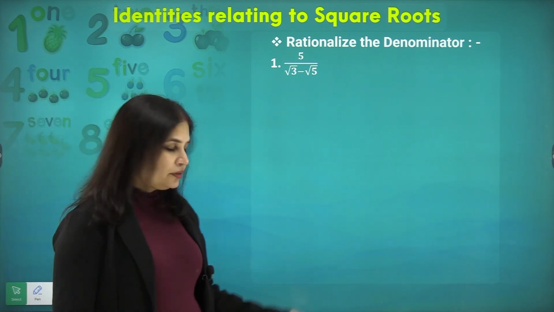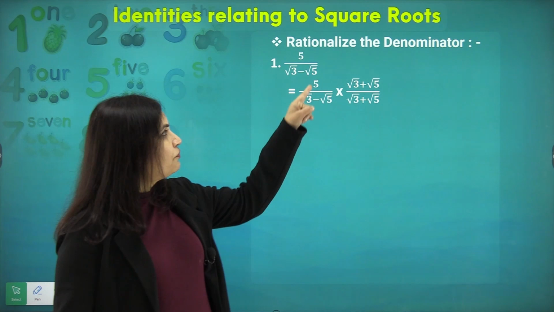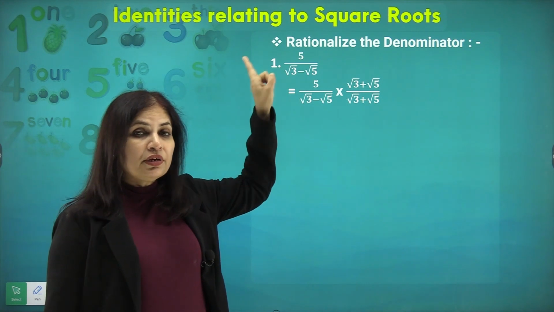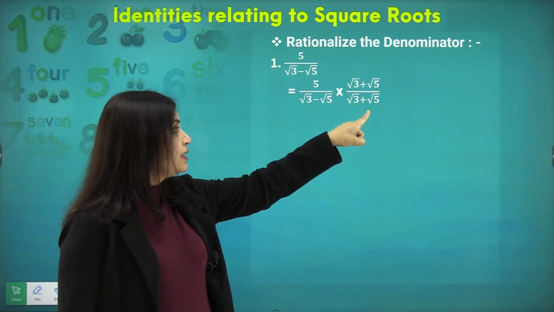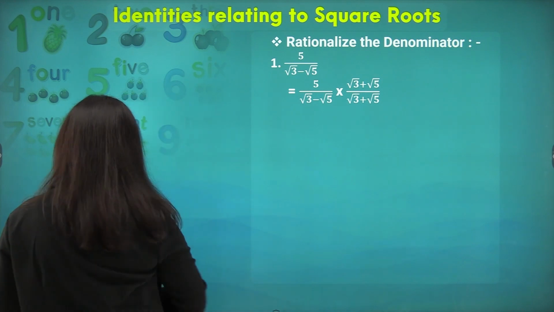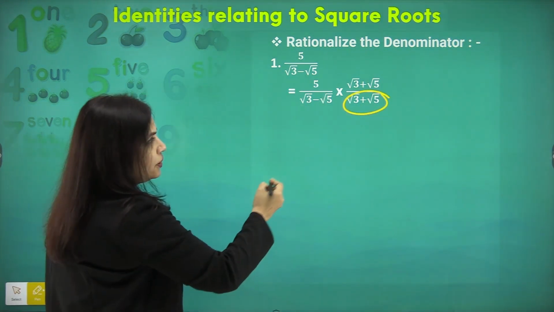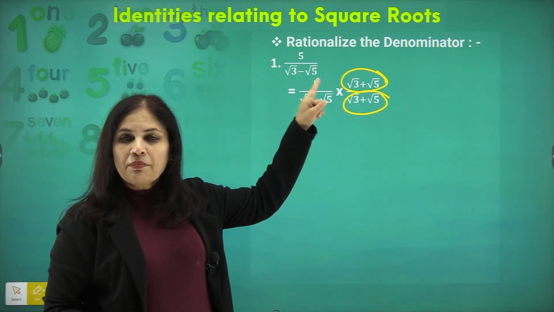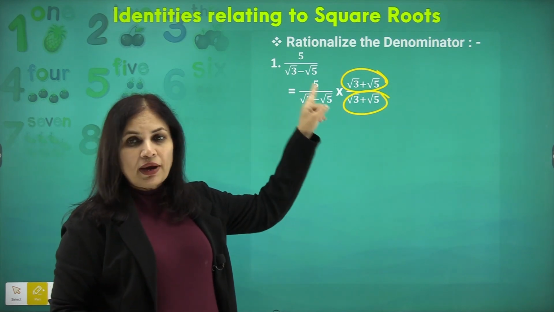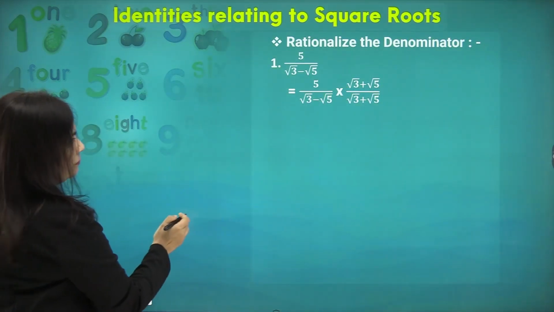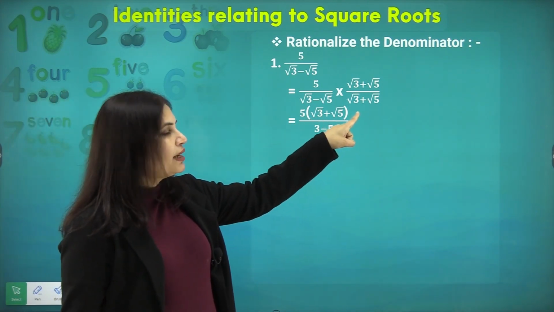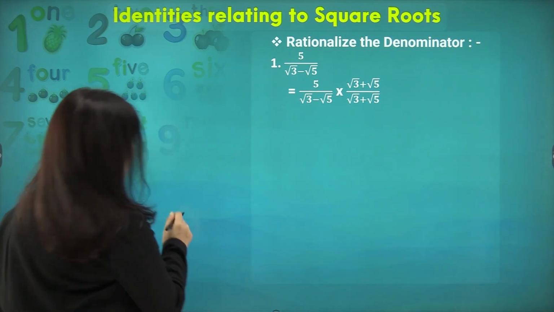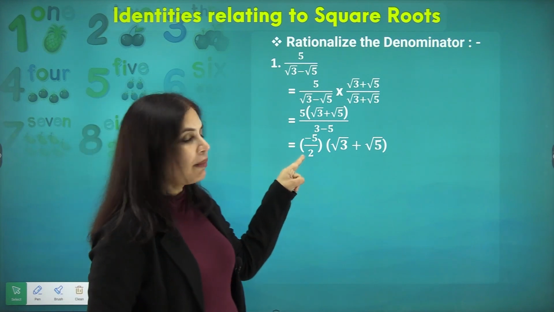Let us work with this example. 5 upon root 3 minus root 5. This is A minus B. Simply remember, if I have A minus B, I have to multiply with A plus B. So, I have multiplied with A plus B, both in the numerator and the denominator. So, in the next step, I will get A square minus B square, that is root 3 square minus root 5 square. Root 3 square minus root 5 square will give you 3 minus 5, and hence in the denominator, I will have minus 2.